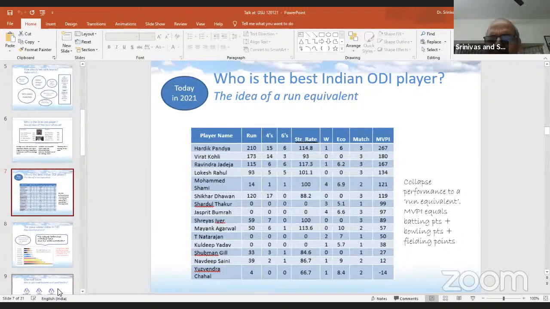And for a fielding point, it's rather easy. You save a boundary, which would have gone for four, and it just brings it down to one run. So then you've saved 3 runs. So what have I done?